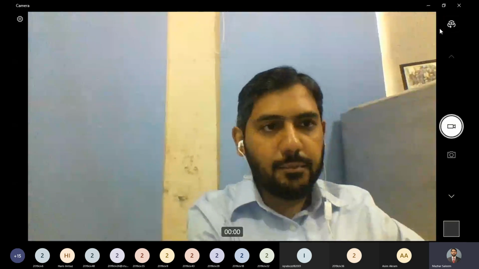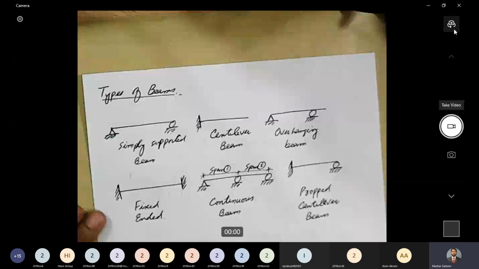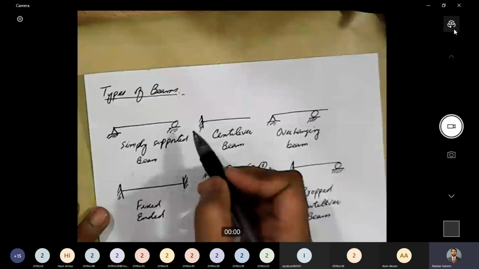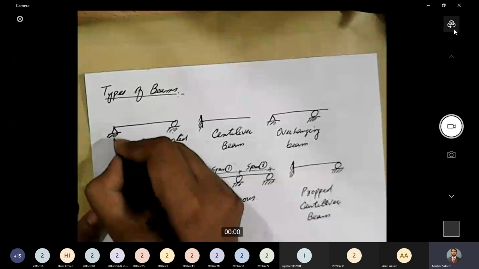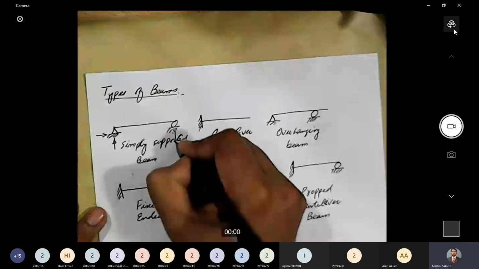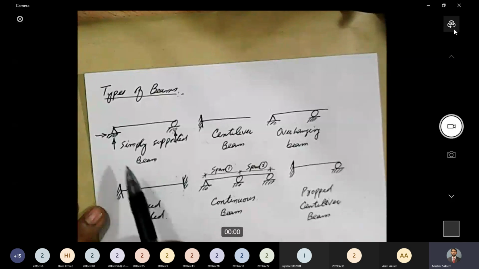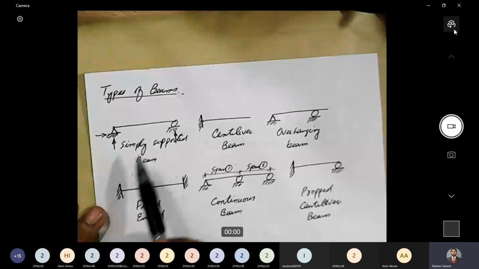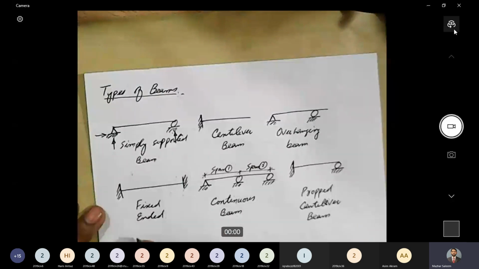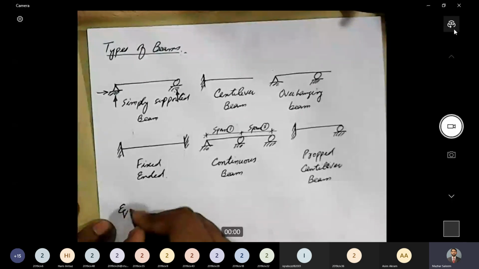Now let's see whether the examples that we have just seen are determinate or indeterminate. We have a simply supported beam. How many reactions can be generated in a simply supported beam? 1, 2, and 3. So possibly 3 reactions can be generated for a simply supported beam. And how many conditions of equilibrium are there?